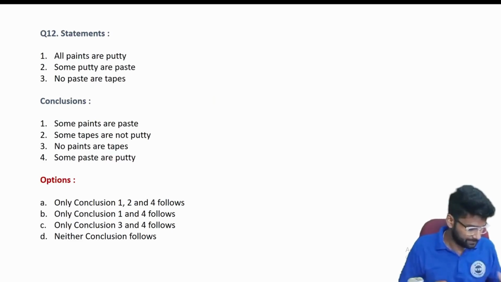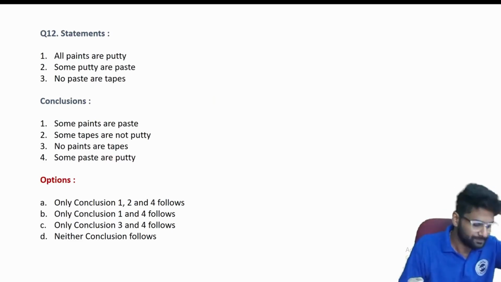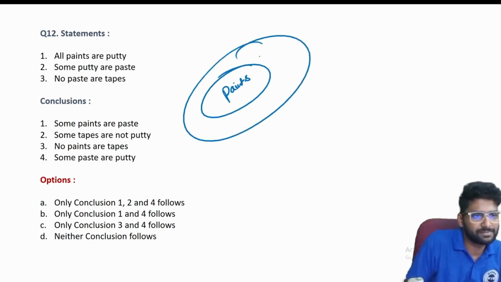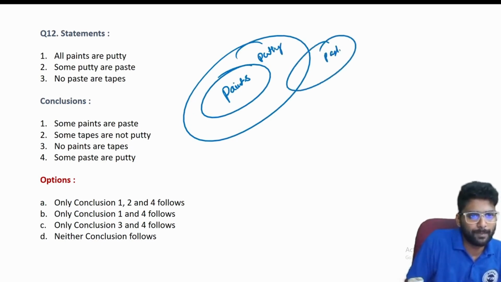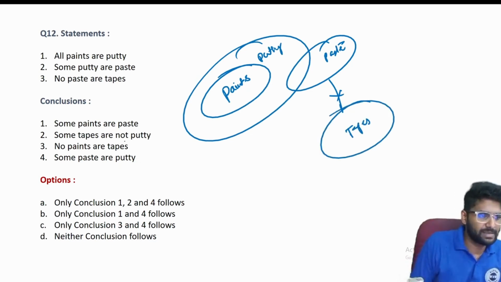So one more question. See, they have given almost 4 to 5 different questions from syllogism itself, guys. Now see, all paints are putty. Some putty are paste. No paste is tapes. Now, some paints are paste. Guys, we don't have any direct relation in the diagram. You never get these kinds of conclusions.